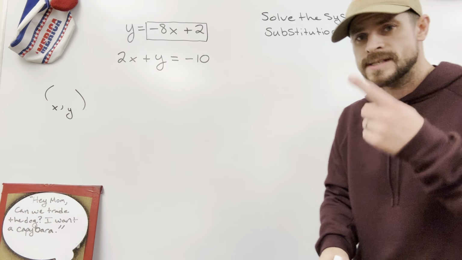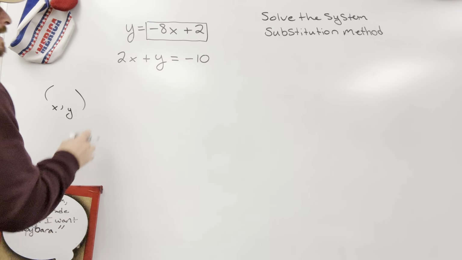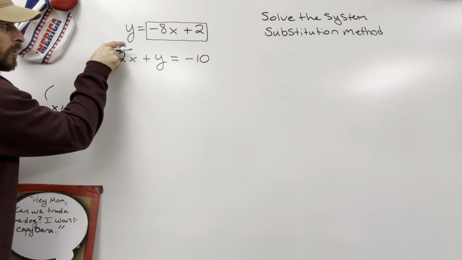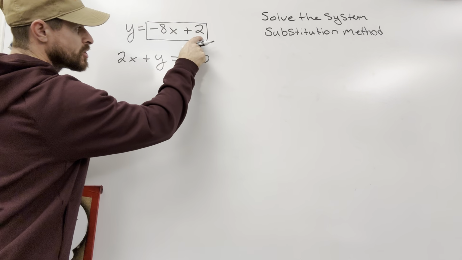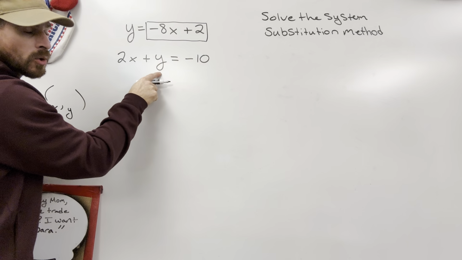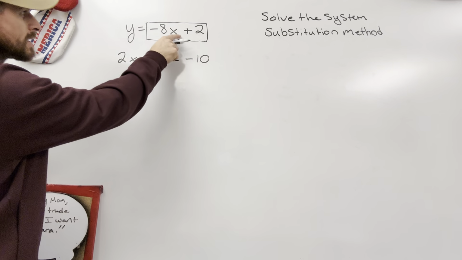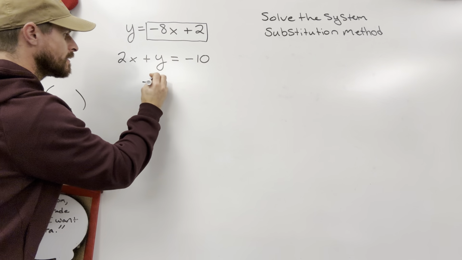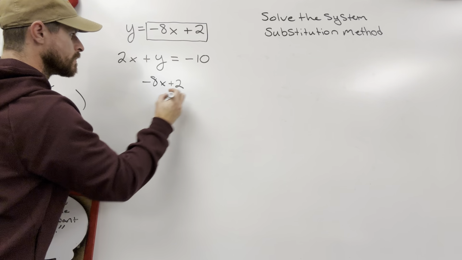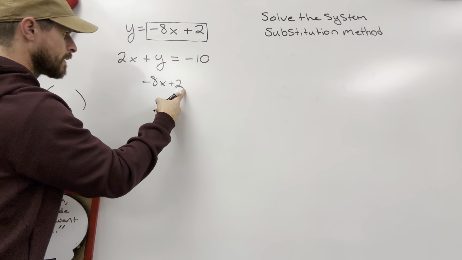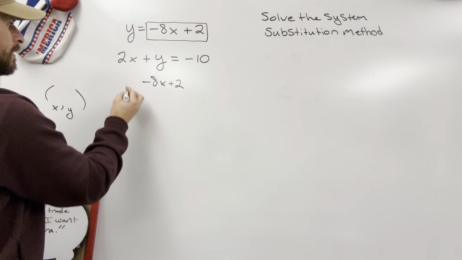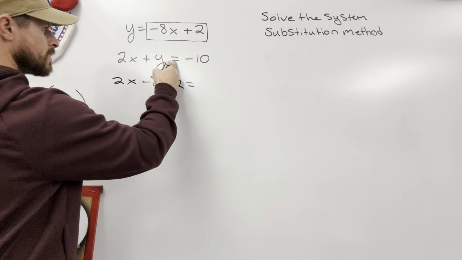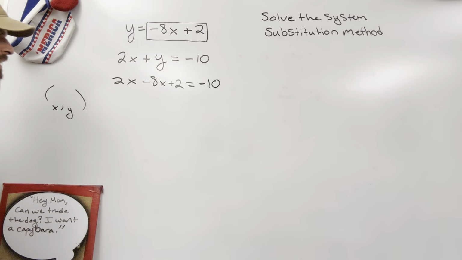Okay, so step 1 in a problem like this is take the expression equal to the isolated variable and put this expression in place of that variable on the other equation. So because this is equal to y, I'm going to change that y to -8x plus 2. This is now that. So everything else just needs to come down. That's a 2x. This is an equal sign, -10.